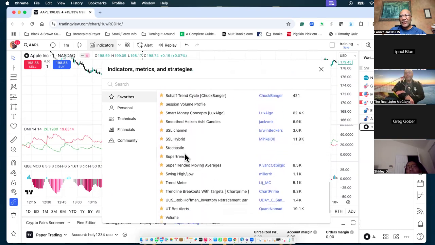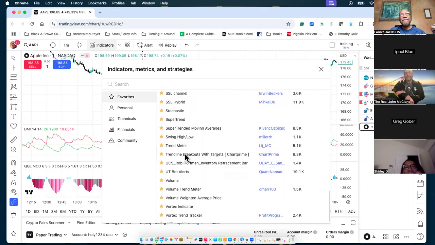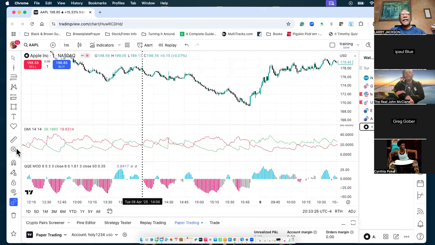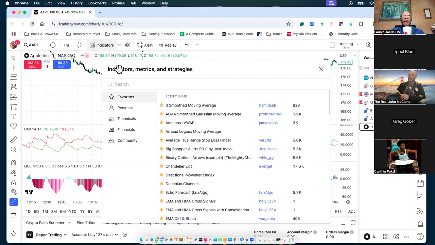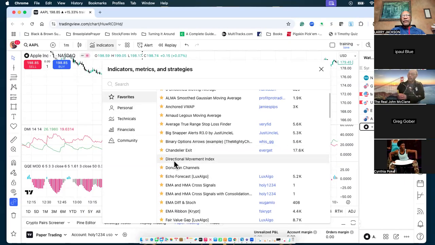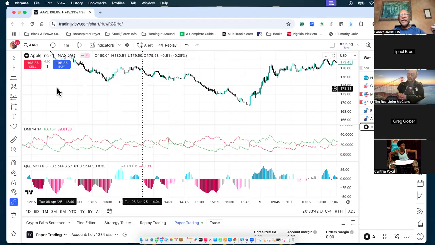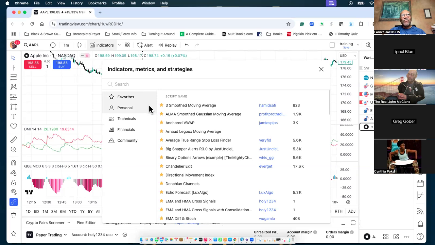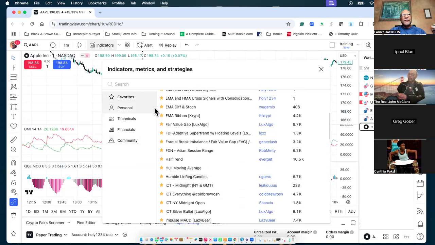Bishop, you said that you used two indicators. One was QQE mod, and the other one is what now? DMI. This one here, directional momentum index. So those are the only two we got on the chart right now, but we get ready to up this thing.